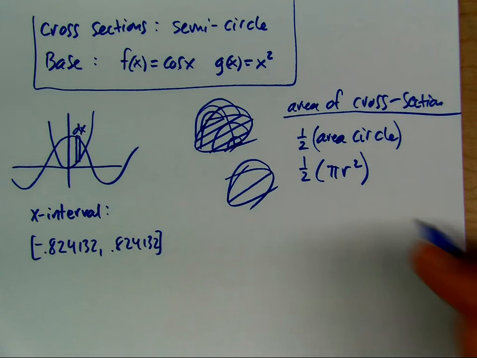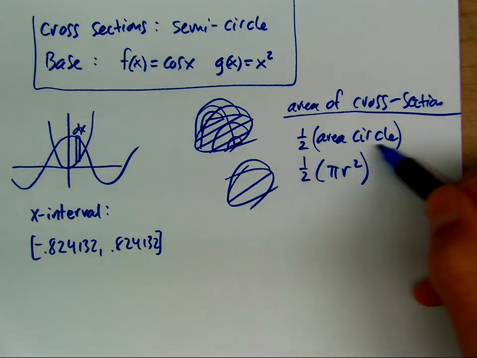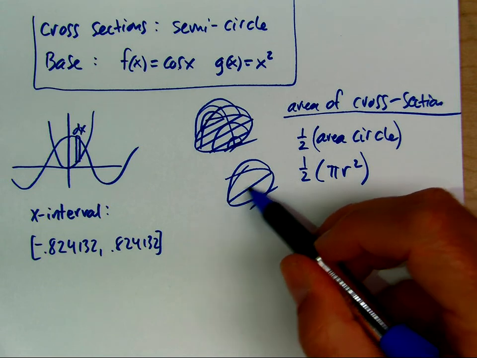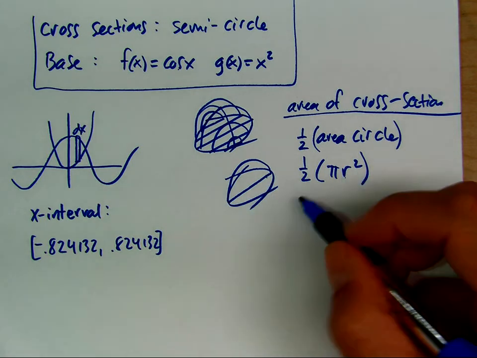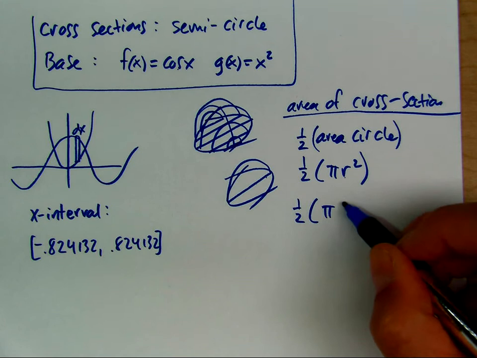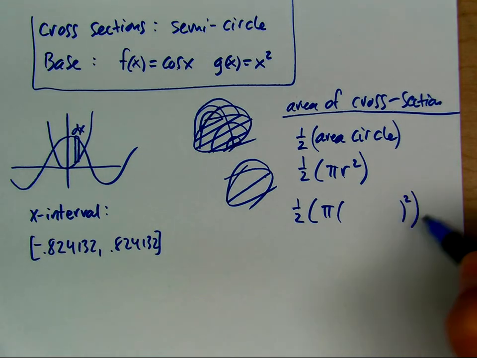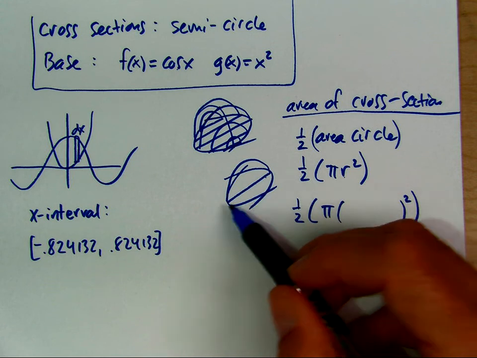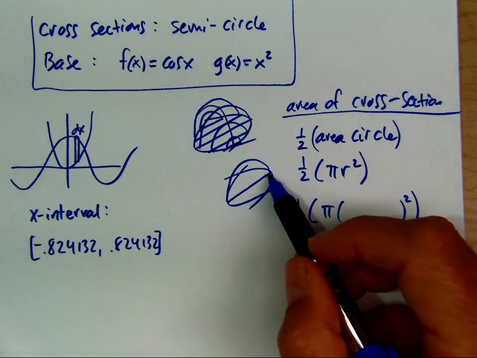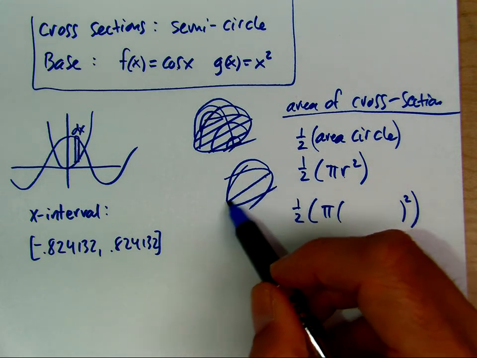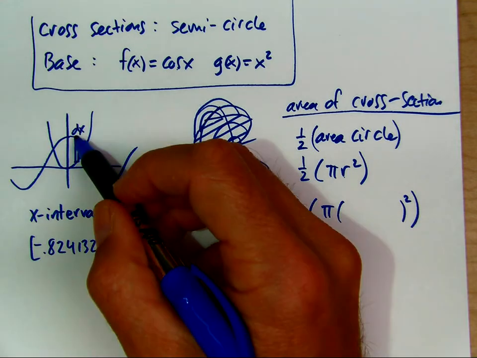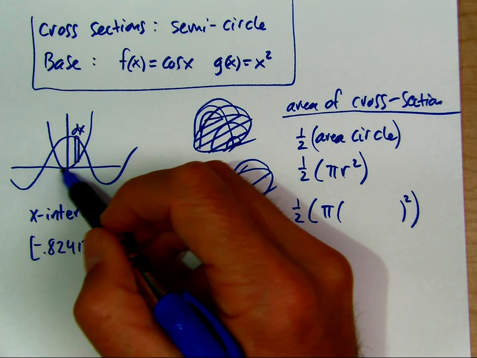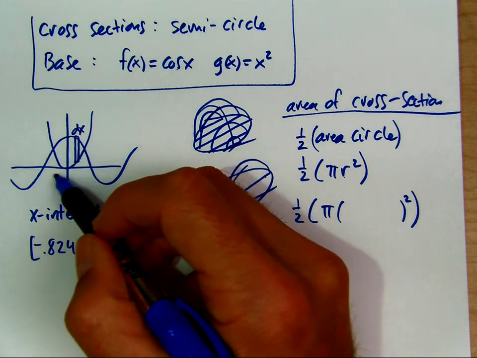We're using a semicircle, so it's half of the area of a circle. And we also need to be careful because we have the diameter, we need half the diameter to use the radius. So we have 1/2 pi. We'll need the radius squared. The radius is half the diameter. The diameter is top minus bottom. So here's the diameter of the semicircle, which would be this distance on the graph, and that'll be top, which is cosine, minus bottom, which is x squared. Cosine minus x squared.